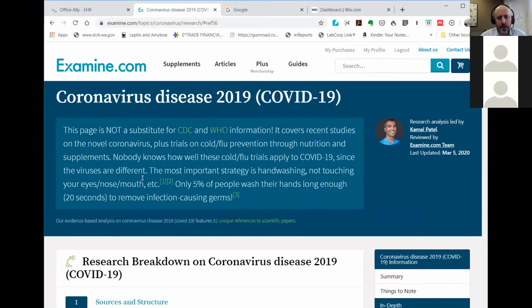I just want to go back to this bottom line here, that only 5% of people wash their hands long enough to remove infection-causing germs. Imagine if that's the case, and this thing was in our population for 6 weeks or so, and all the people who don't wash their hands well are just passing this around. But now, if we're really vigilant about this, then that could be enough to knock this out of our population fairly soon.